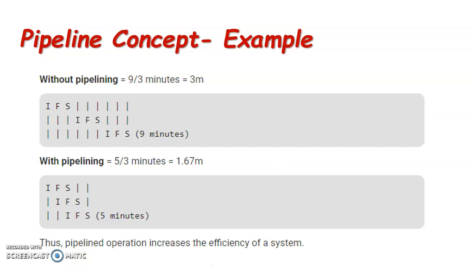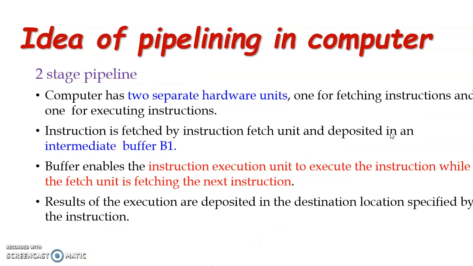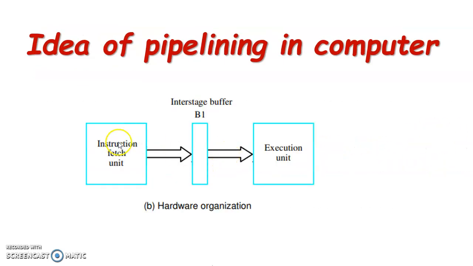Okay, that is, pipelining is the process of arranging the hardware elements of the CPU such that its overall performance is increased. First of all, let us see a two-stage pipeline. In order to implement a two-stage pipeline, the computer should have two separate hardware units, one for fetching the instruction, another for executing the instruction. This is the instruction fetch unit and this is the execution unit.